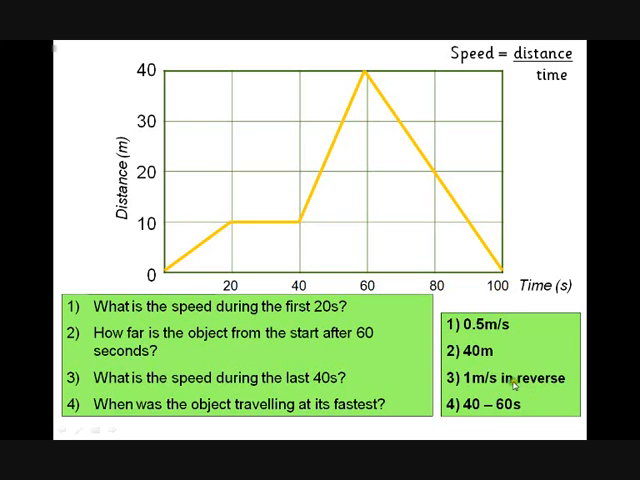And just to remind you, I'm saying we're going backwards, we're in reverse because we're coming back to where we started from. And finally, when was the object travelling at its fastest speed? Well, we need to look at the slope, and between 40 and 60 seconds, this slope is steeper than this slope. If you compare them, in 3 squares, I go up 3 squares in 1 square, whereas here I come down 4 squares in 2. So this actually looks steeper, it is a steeper slope. So I'm travelling fastest between 40 and 60.